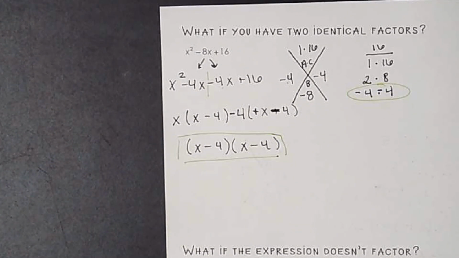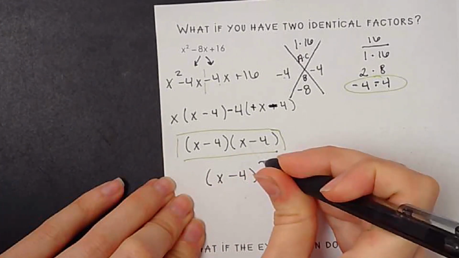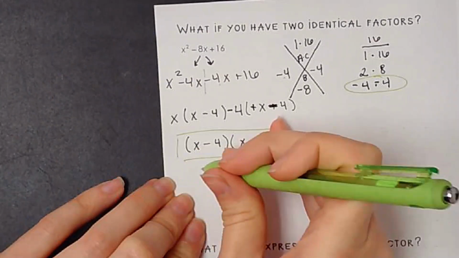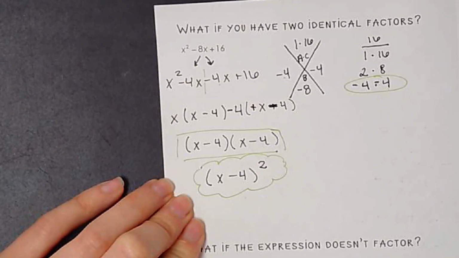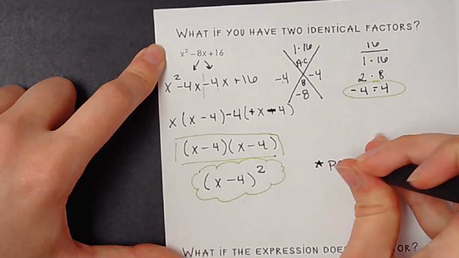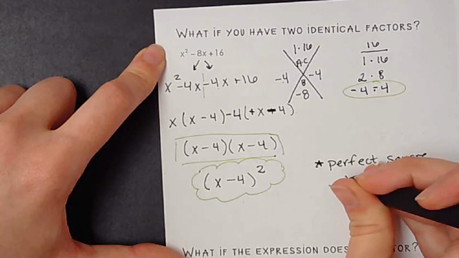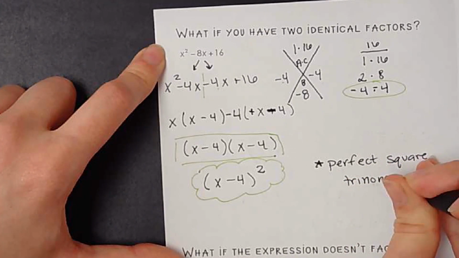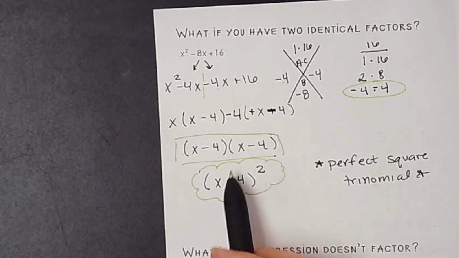But mathematicians like to write everything as concisely as possible. So we would really write this as x minus 4 squared. And we would say this trinomial is a perfect square trinomial. And it's called a perfect square because its two factors are the same thing. I can write it as factor squared.